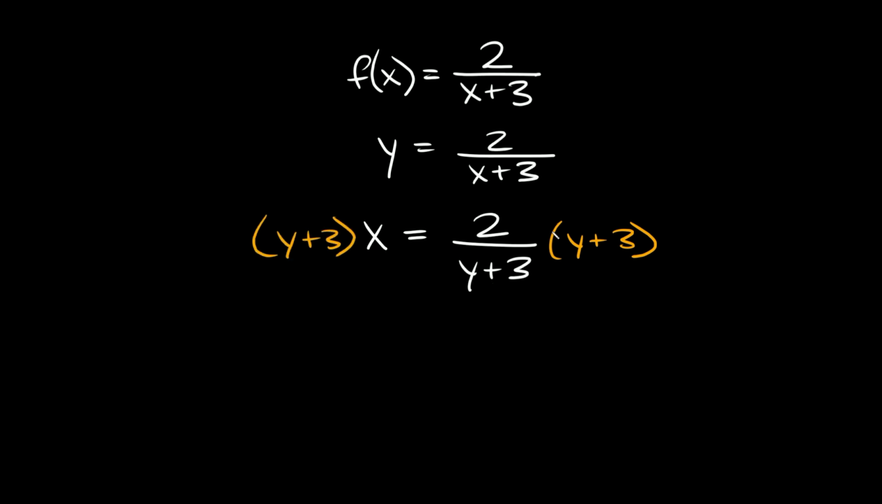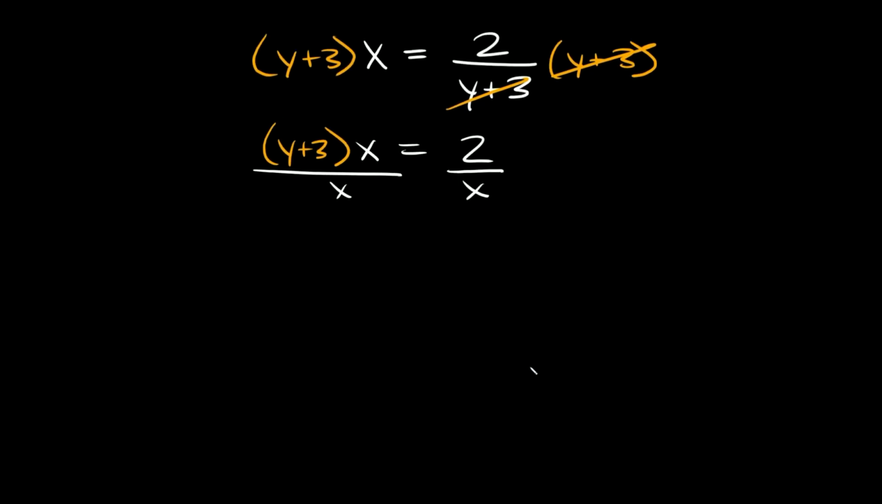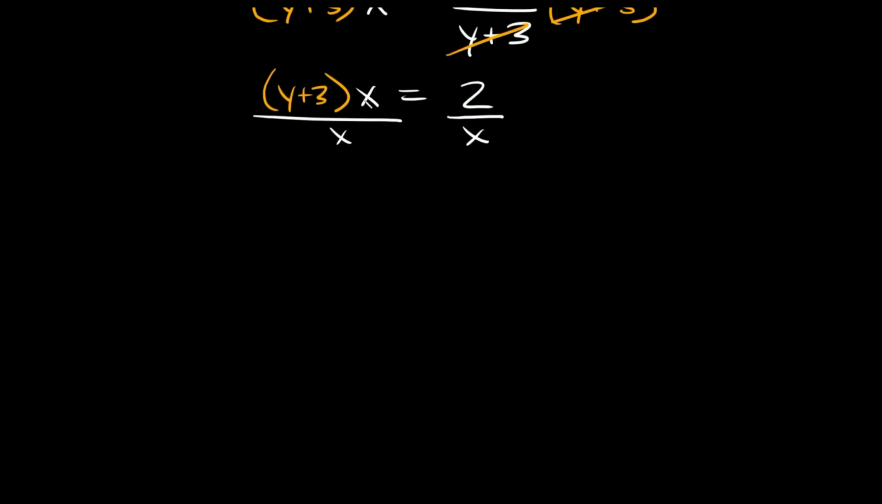Okay, so then on this side, they cancel out. Now up here, we're going to have, again, y plus 3 times x, and that's going to be equal to just 2. Okay, so again, we're still just trying to solve for y. So the next thing we can do is get rid of this x by dividing both sides by x. And I'm going to scroll down. So then on this side, the x's cancel out. So we're just left with y plus 3 is equal to 2 over x.